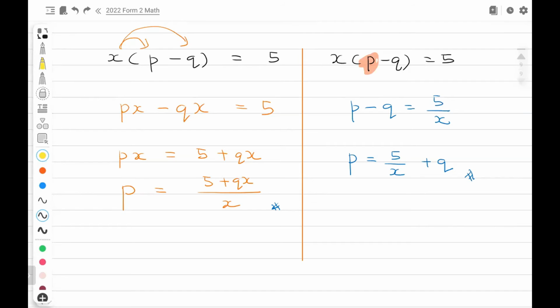Favorite method? Okay, favorite method. It depends on the questions. Let's say this simple one, I think the second one will be better. You see, just 2 steps only. If you want the easier one, it would be the second one, because it's only 2 steps. See the blue color one, 2 steps only. You use the second one, yeah, sure.